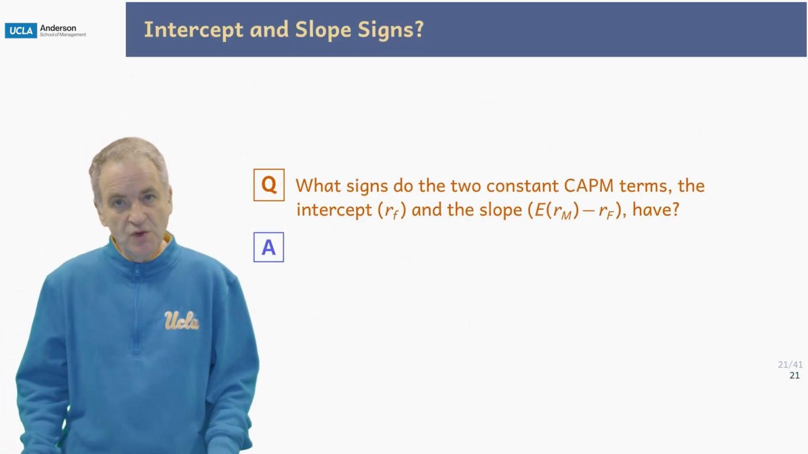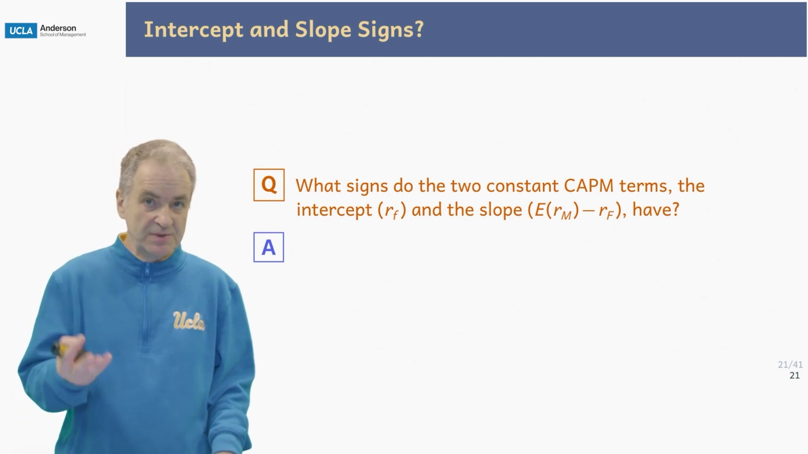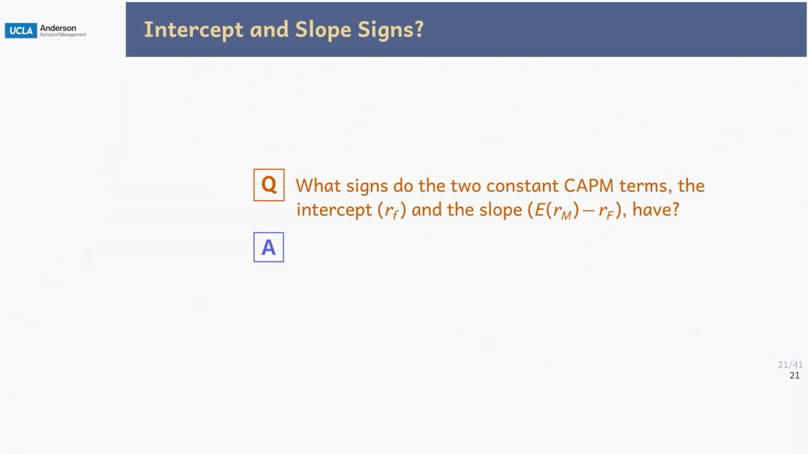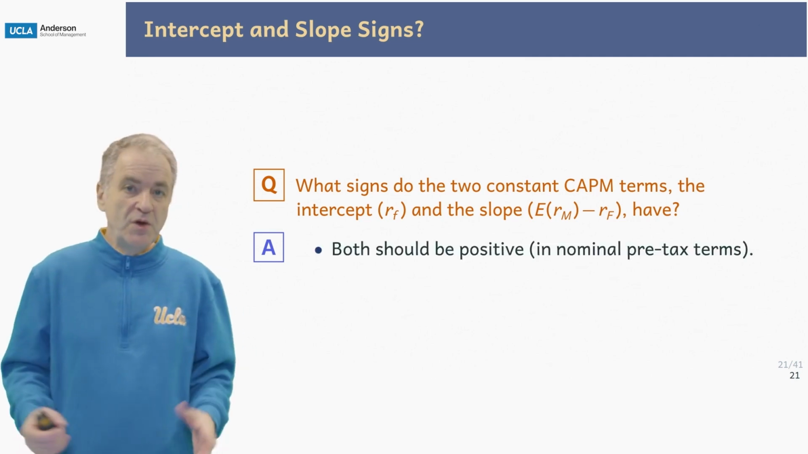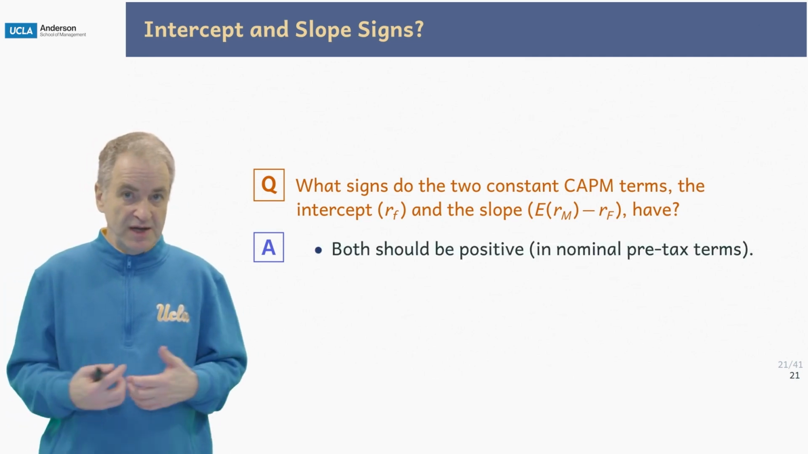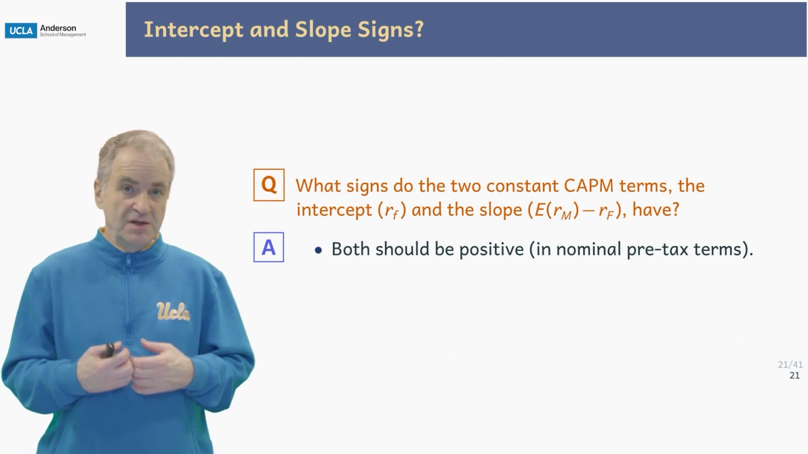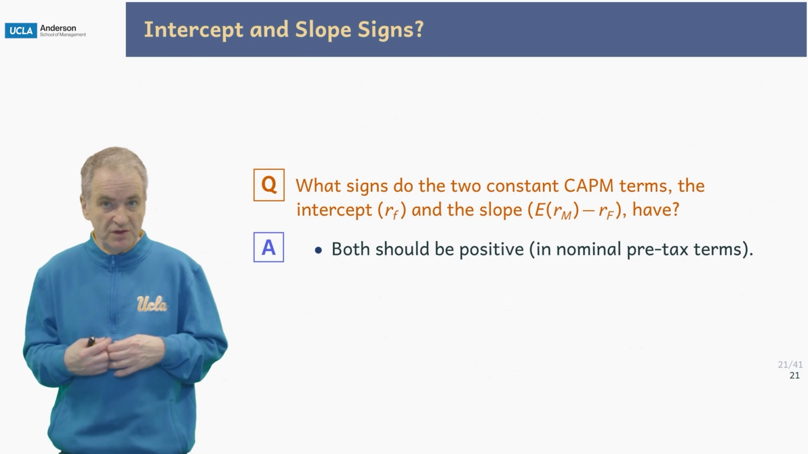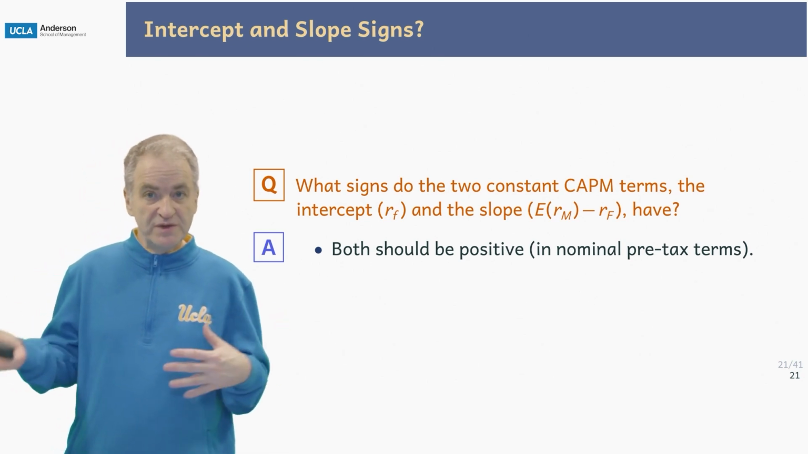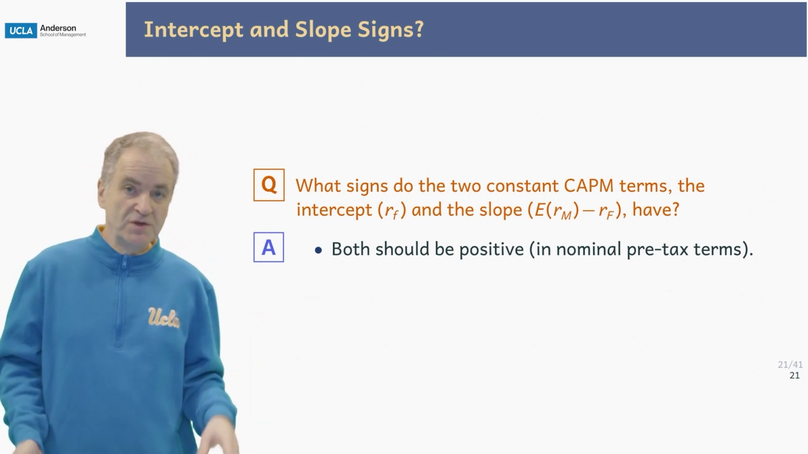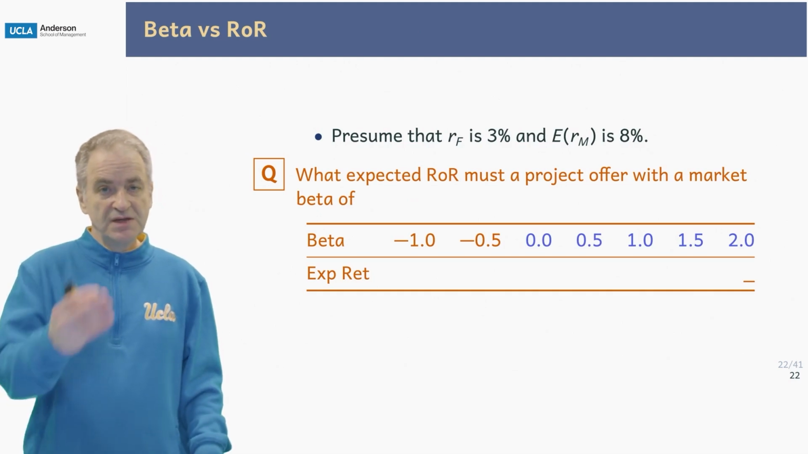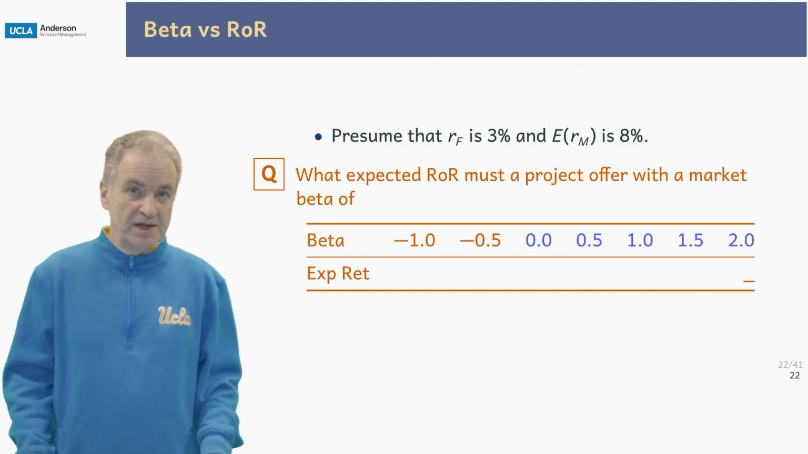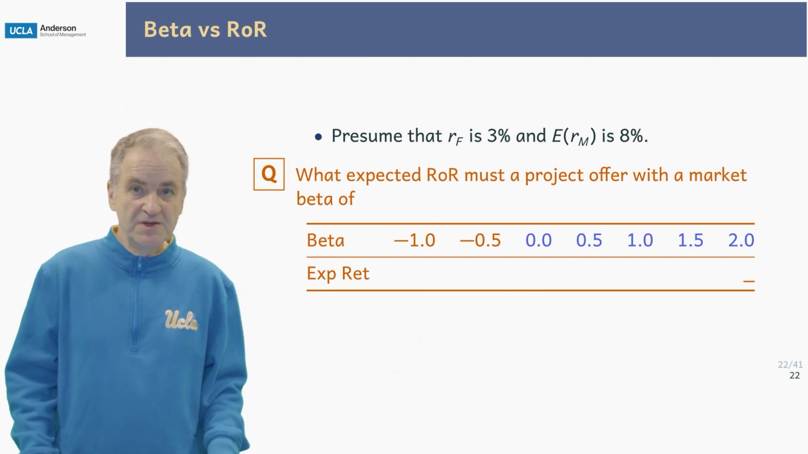What signs do the two constant CAPM terms, that is the intercept and the slope, have? Please pause this video now, answer the question on a piece of paper, and then continue. Both should be positive. The risk-free rate is typically in nominal terms here, so it should be positive. And presumably you get a higher average rate of return going into risky securities over risk-free securities, so it should also be positive. So let's presume for a moment that the risk-free rate is 3% and the ERM is 8%.